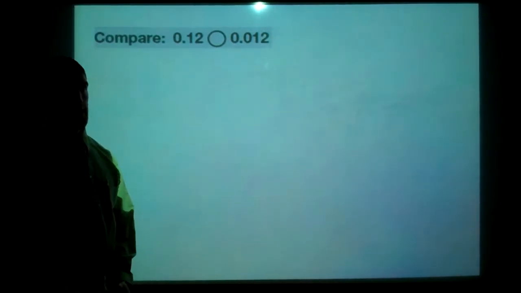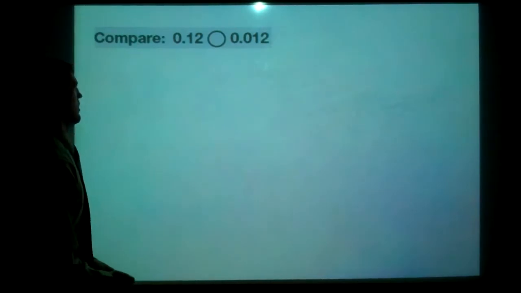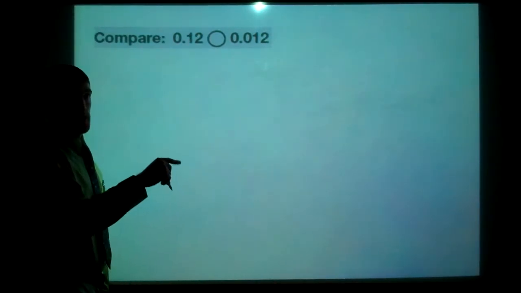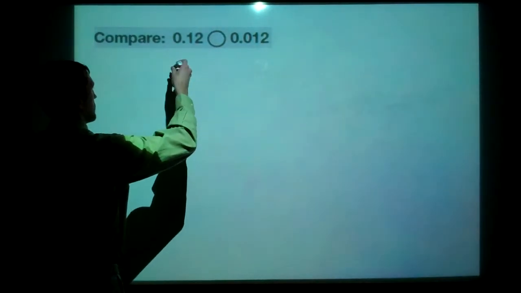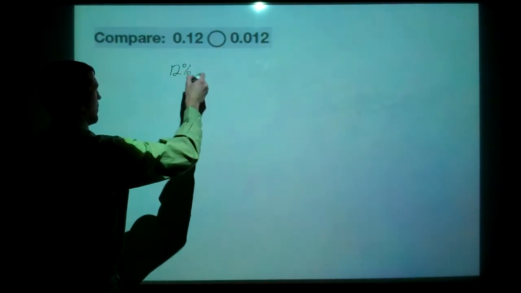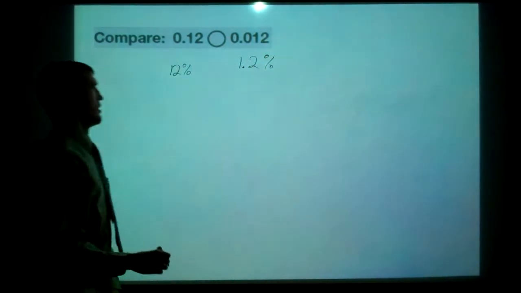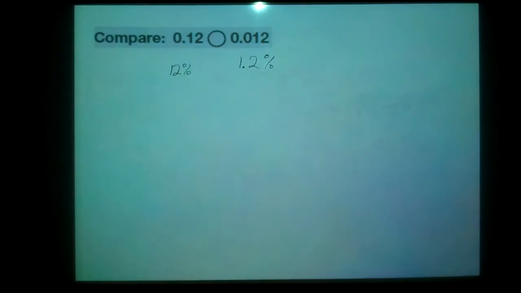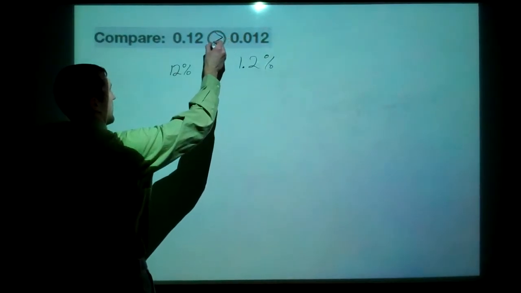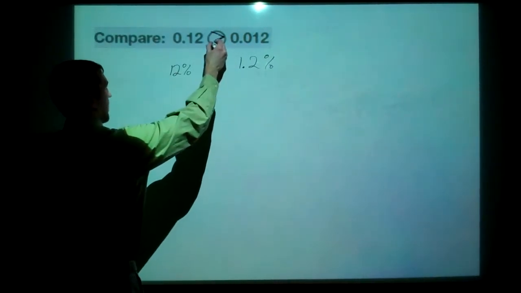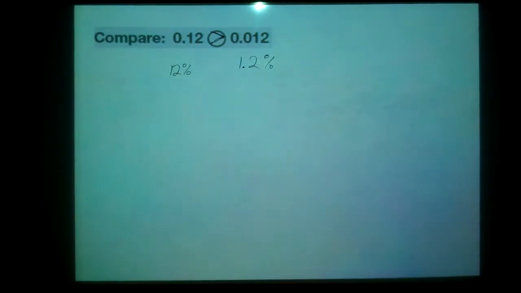Alright, so let's compare these two. If we just look at it the way that I just said and talk about percents, that's just moving your decimal spot over 2 spots to the right. So this would be 12%. This would be 1.2%. This is what I like to do to compare. You don't have to do it this way, but we can clearly see that the alligator is going to eat that 0.12 because it's the bigger number.